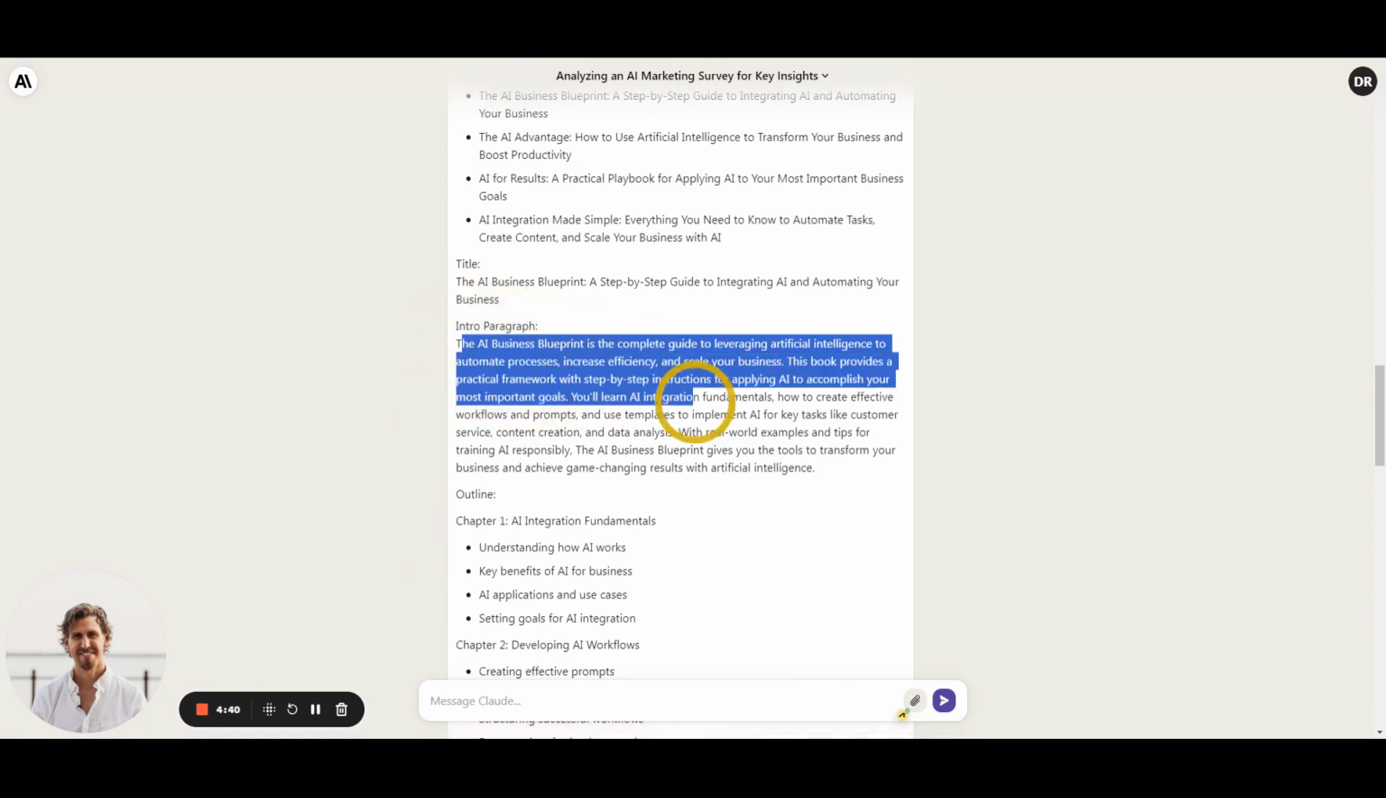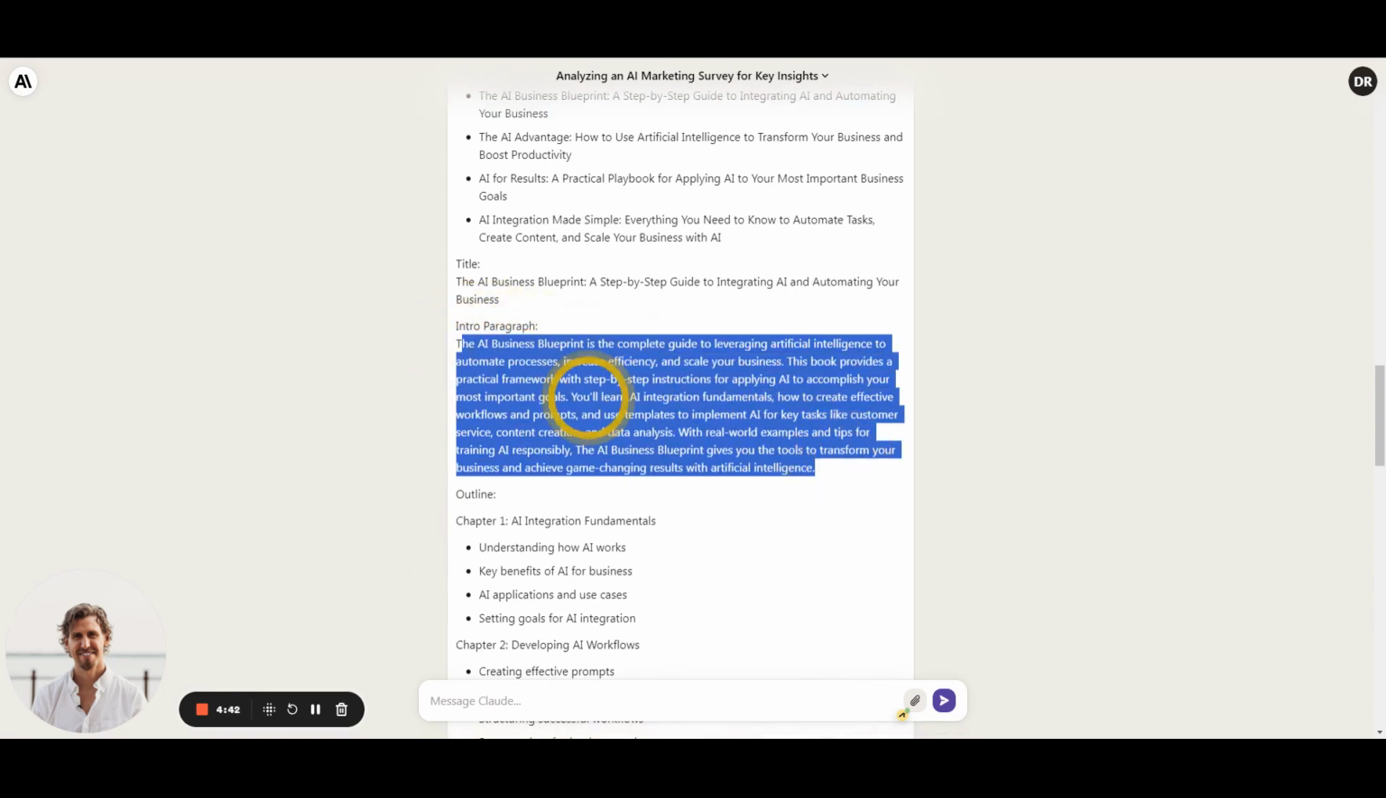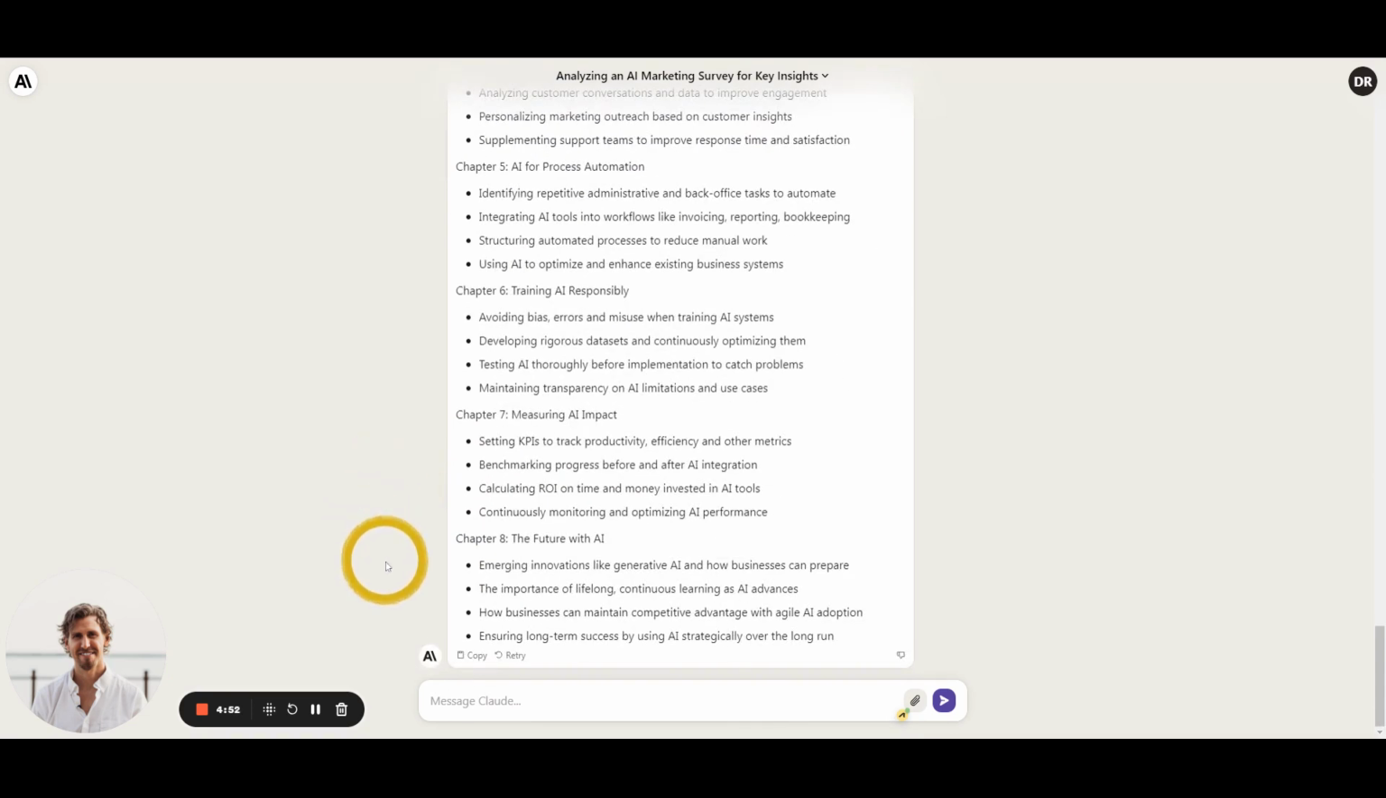AI Business Blueprint: a complete guide to leveraging AI and automation to improve process efficiency and scale your business, providing practical frameworks with step-by-step instructions, prompts and workflows to implement right here. That's great. Now that I've got this as an example, I can get really creative with it. But I want to start by getting more refined in what my outline is going to look like, so I'll do that by giving another prompt.